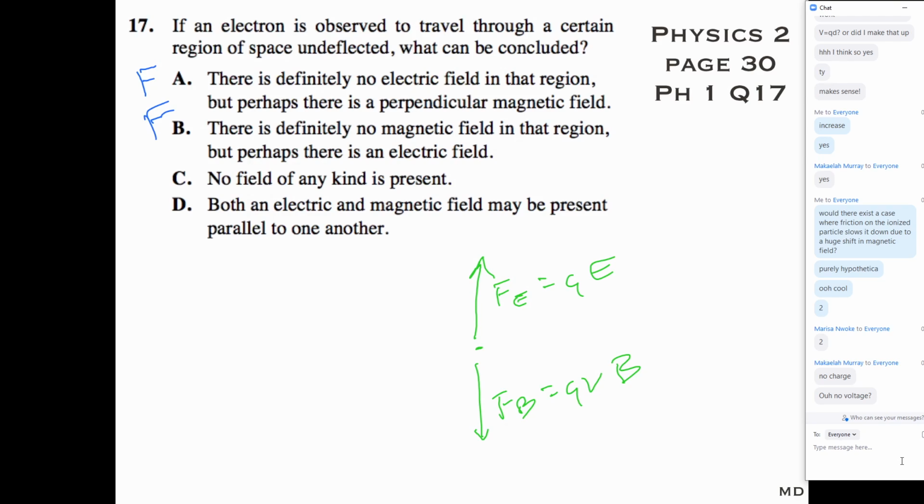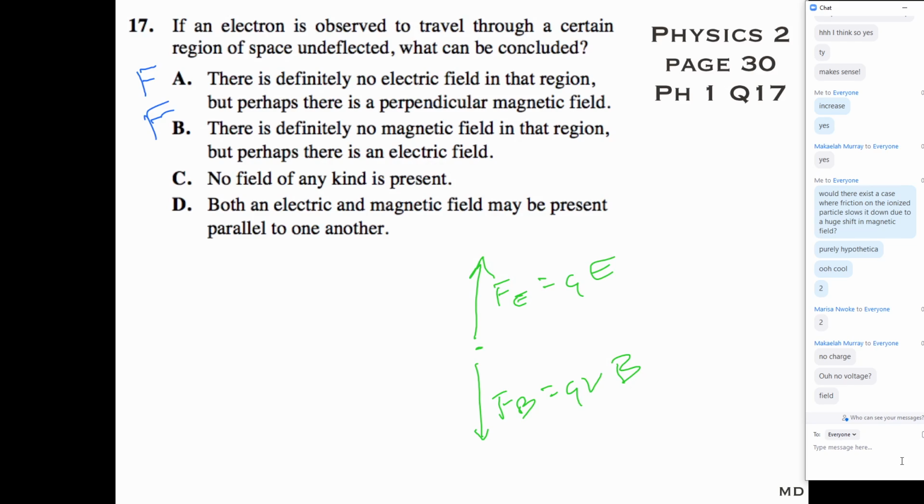Here's the BS part of this question then, because that is totally true. The electric force could equal the magnetic force, but did it say force and force or fields? So is that the word force or field that's right there? It is field. That is where it's different.